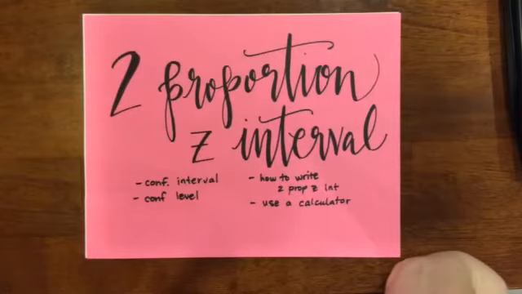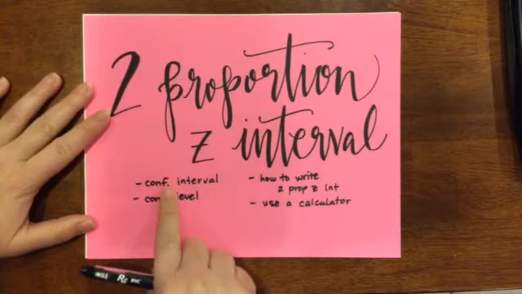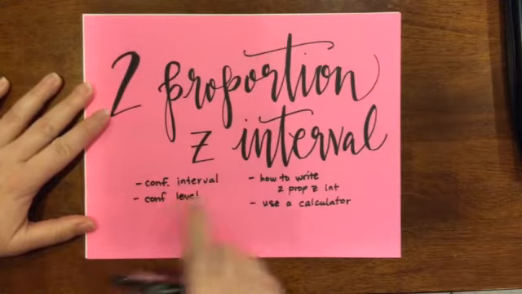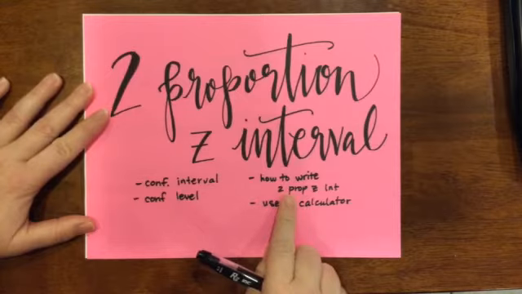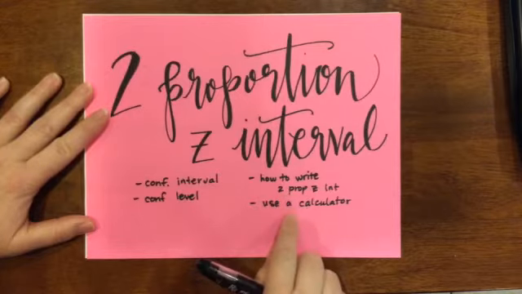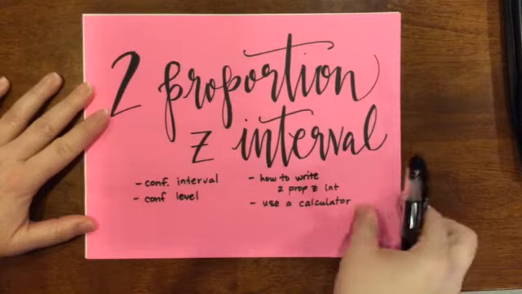Hi everybody, today's video is called Two Proportion Z Intervals. In this video I'm going to explain what a confidence interval is. I'm going to review what a confidence level is. You'll see some practice on how to write a two proportion Z interval and some last minute calculator review.